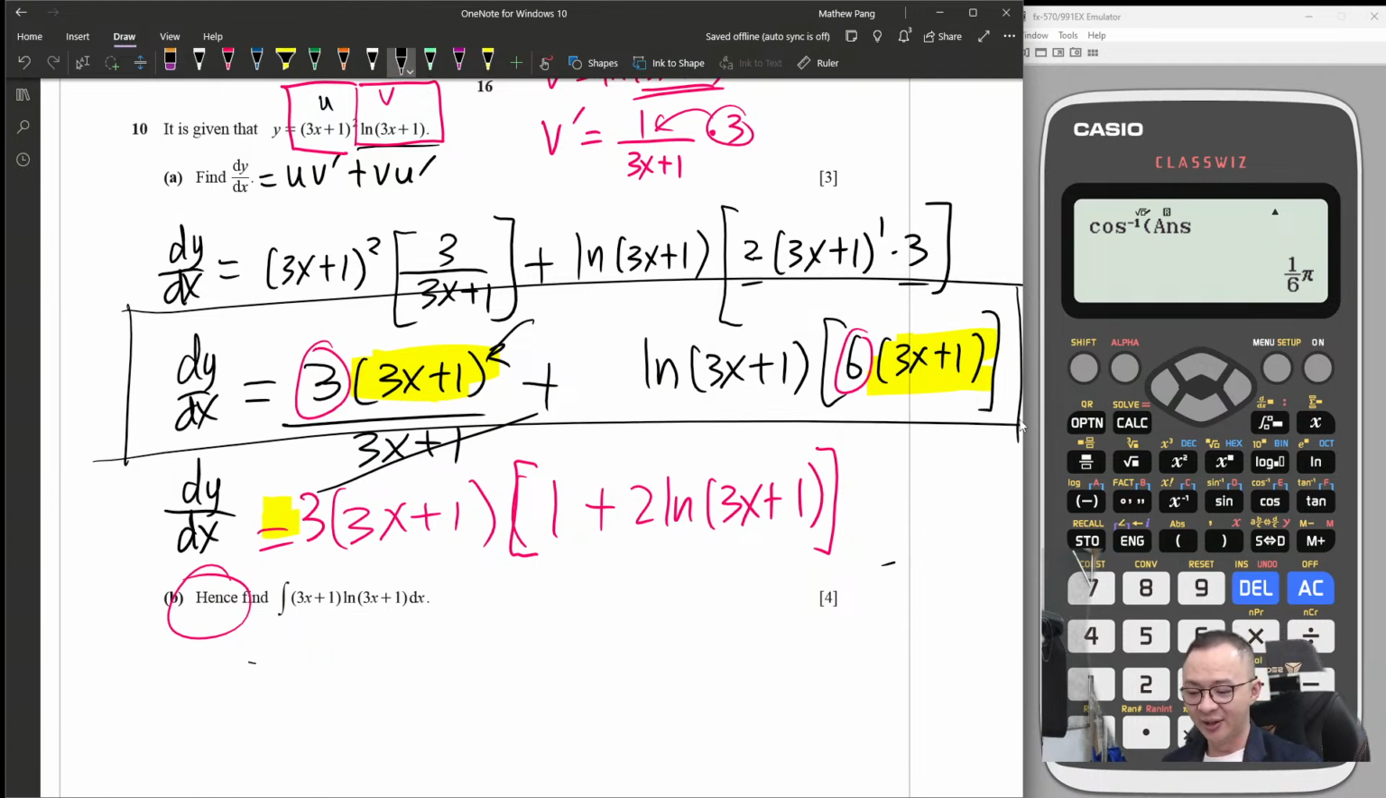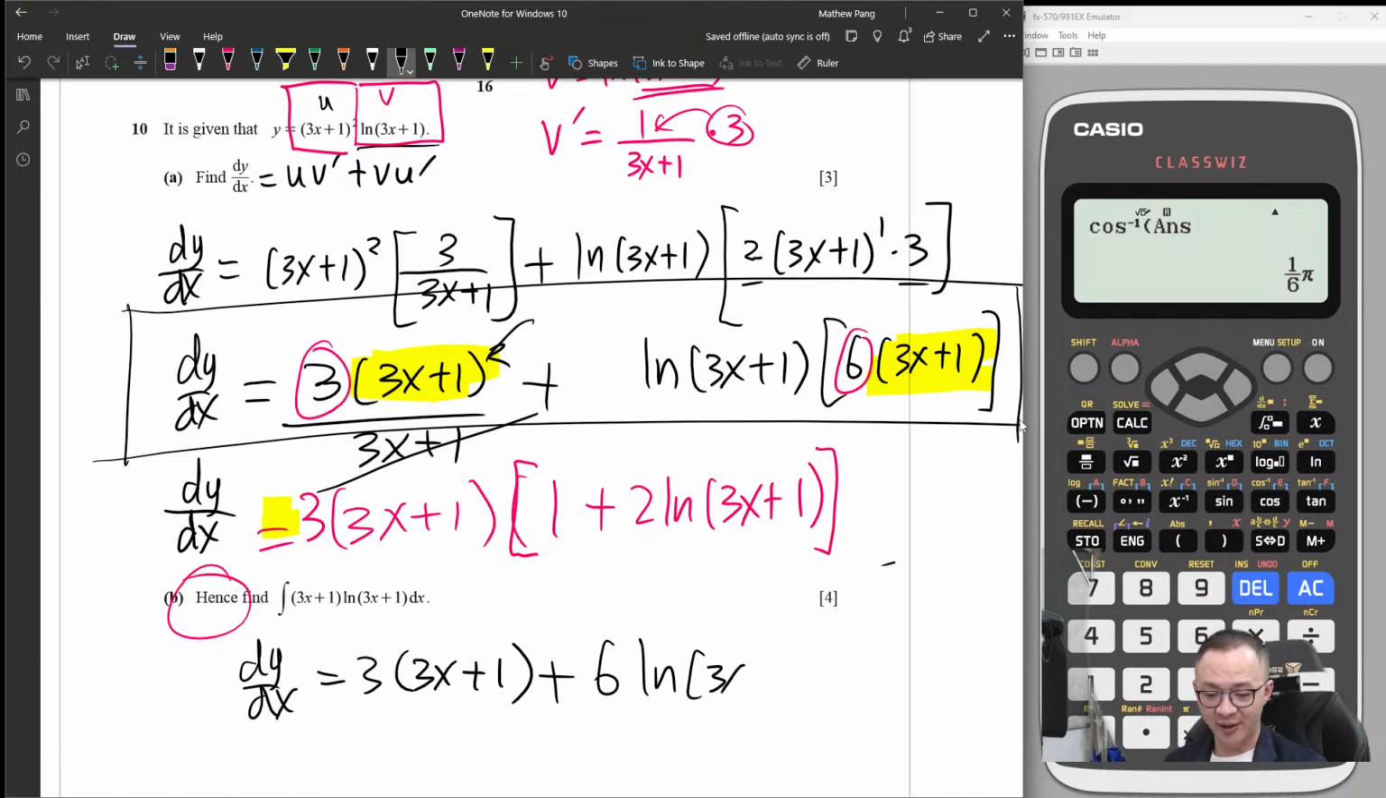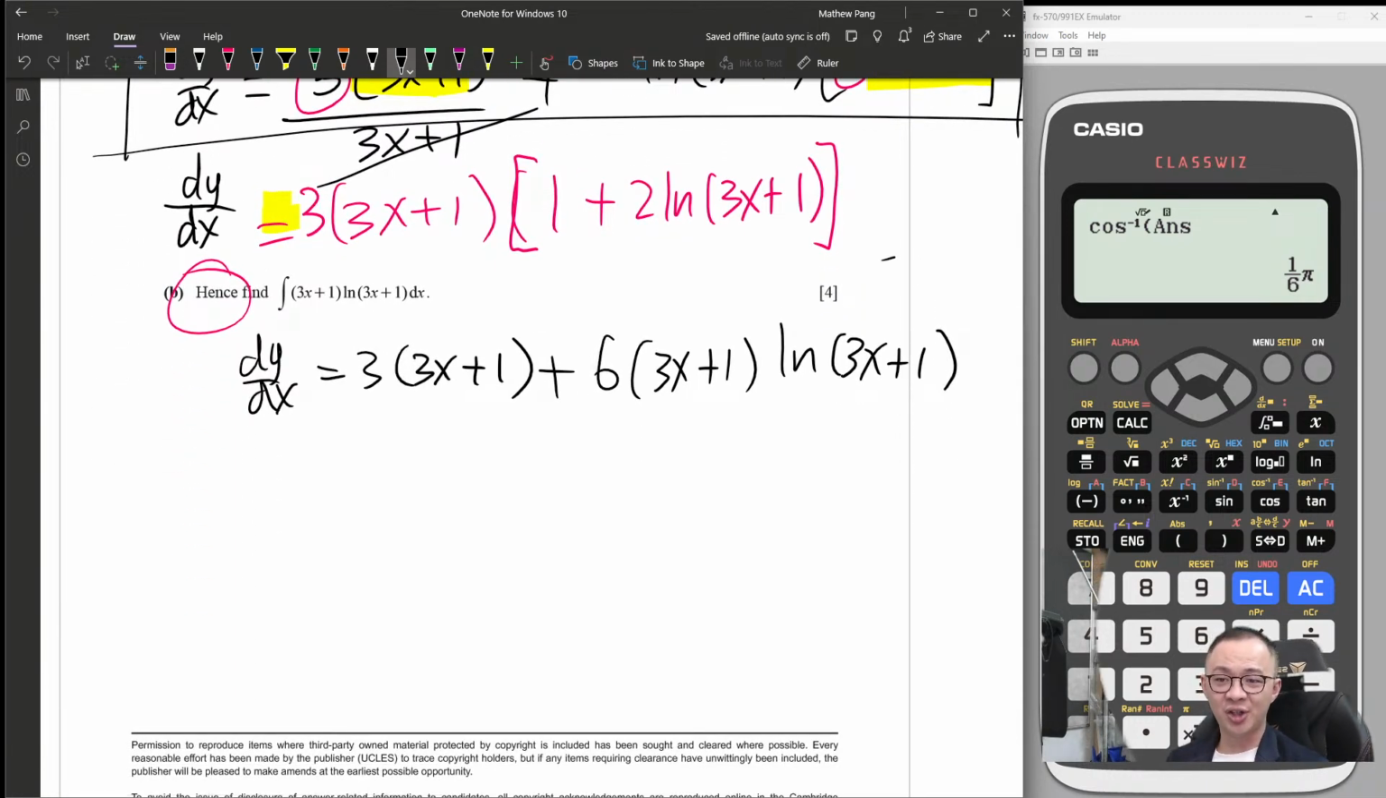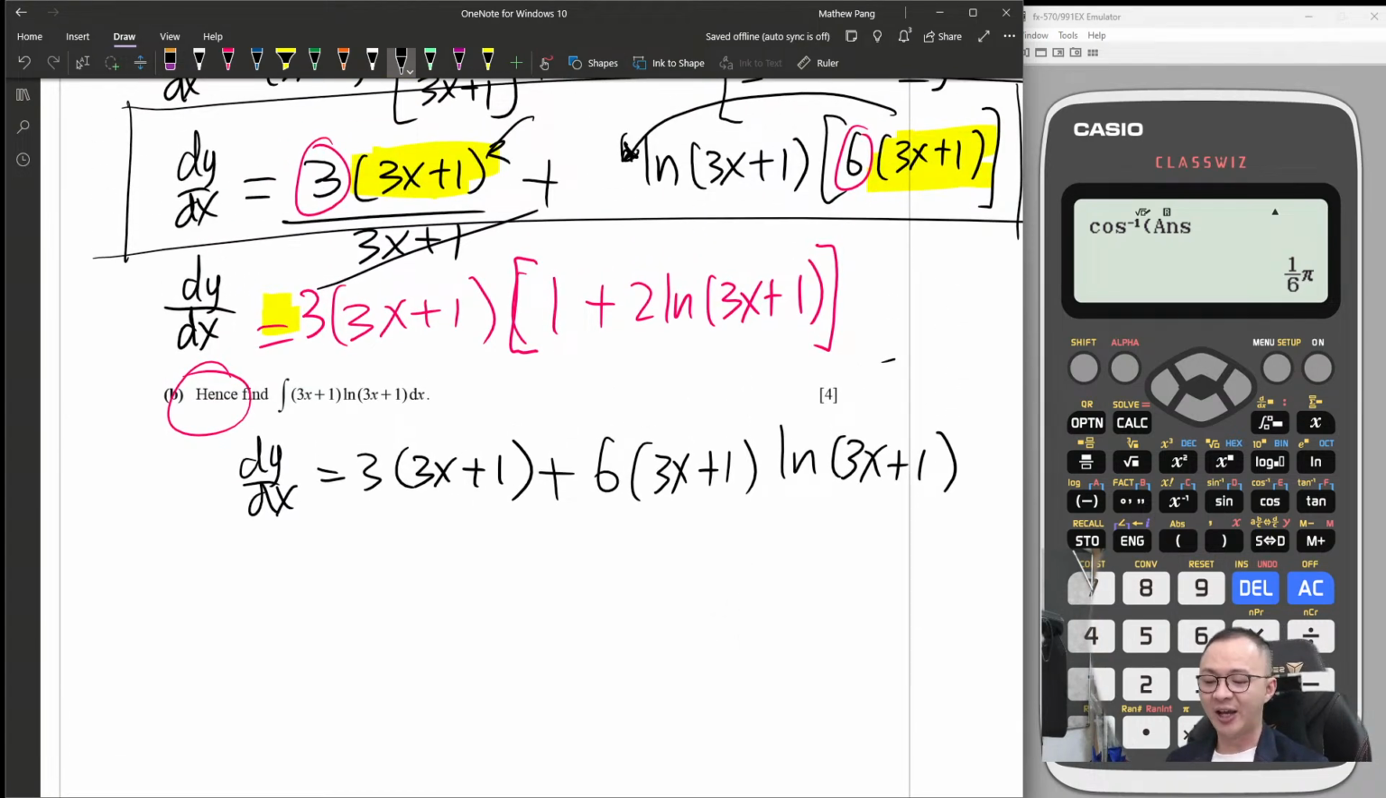When I say copy, it means don't use your brain, just copy. 3x plus 1 plus, I think the 6 I can leave in front, it doesn't matter since they are multiplied, right? They write the 3x plus 1, I just bring this one to the front, nothing fancy or special. Okay, this is the solution we get from part A.